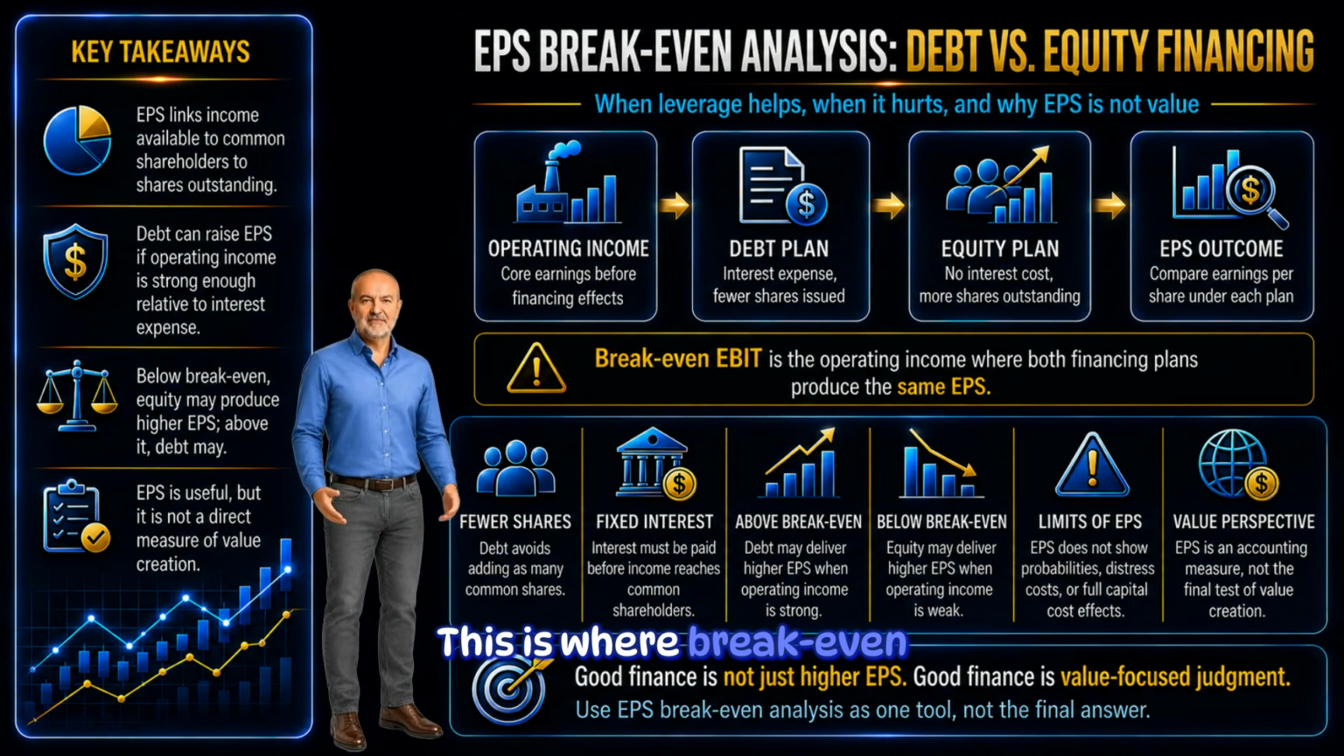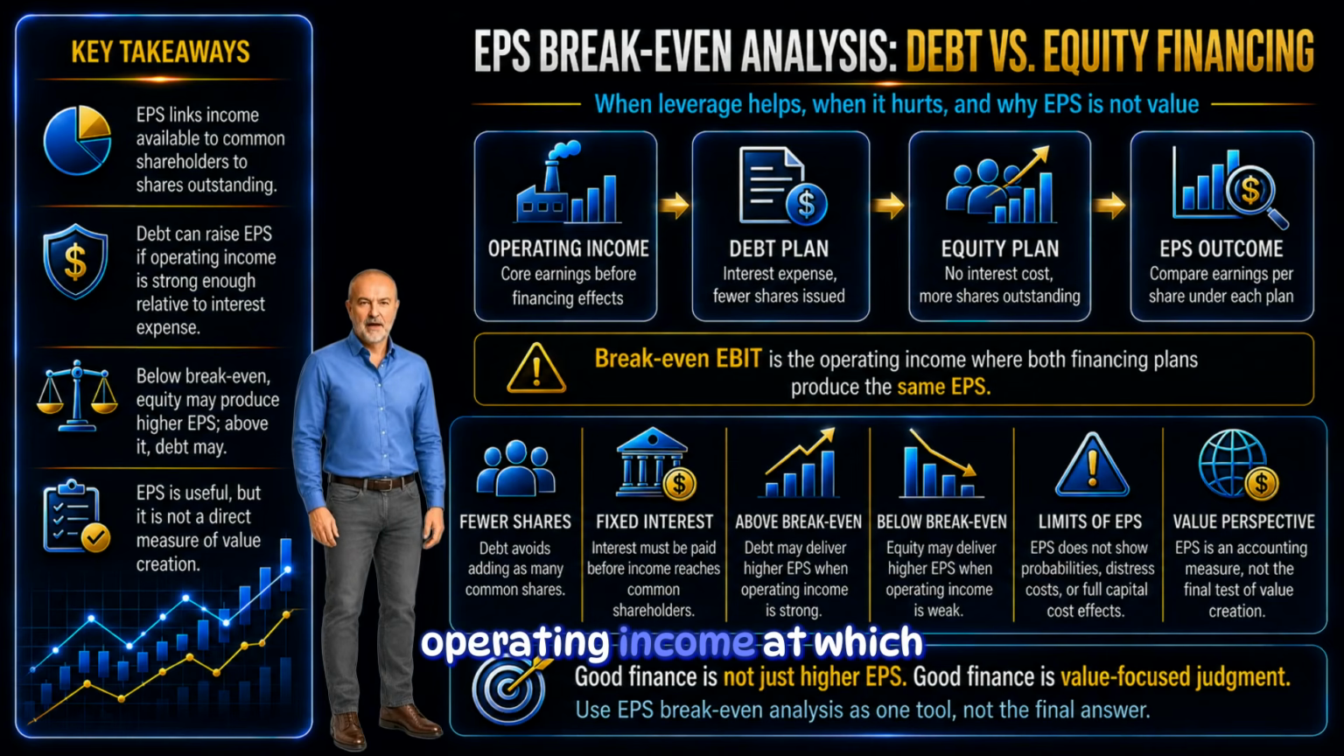This is where break-even analysis becomes useful. The EPS break-even point is the level of operating income at which alternative financing plans produce the same earnings per share. Above that point, the debt plan may produce higher earnings per share. Below that point, the equity plan may produce higher earnings per share. At the break-even point, the earnings per share are the same.